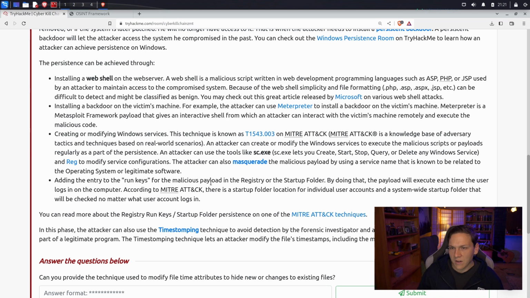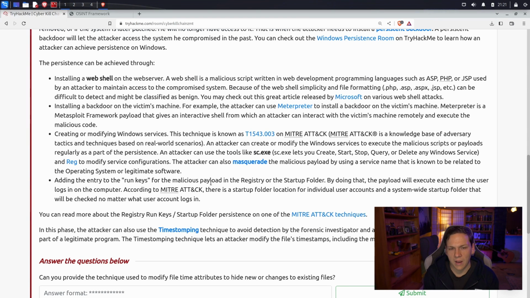An attacker can create or modify Windows services to execute malicious scripts or payloads regularly as part of the persistence. An attacker can use tools like SC.EXE, which lets you create, start, stop, query, or delete any Windows service, and reg to modify service configurations. The attacker can also masquerade the malicious payload by using a service name that is known to be related to the operating system or legitimate software.